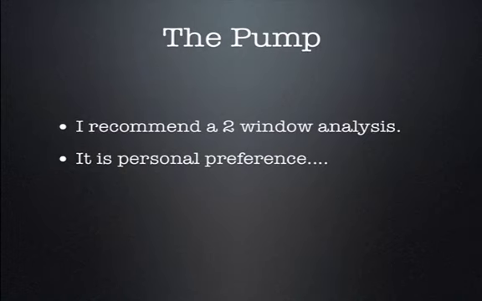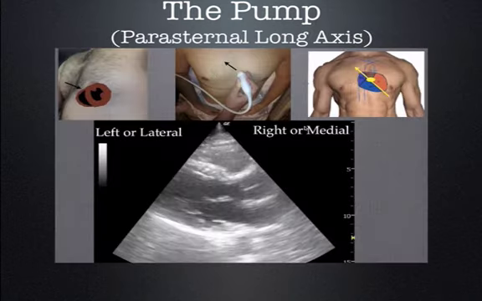Now, with evaluating the pump, there's multiple windows to accomplish this. I recommend a 2-window analysis. Which windows you use is ultimately your personal preference. I'll just tell you now how I play it. Usually I start off with the parasternal long axis view. This gives you a really good evaluation of the left ventricle, and it gives you probably the best evaluation for a pericardial effusion, which I'll explain here in just a minute.